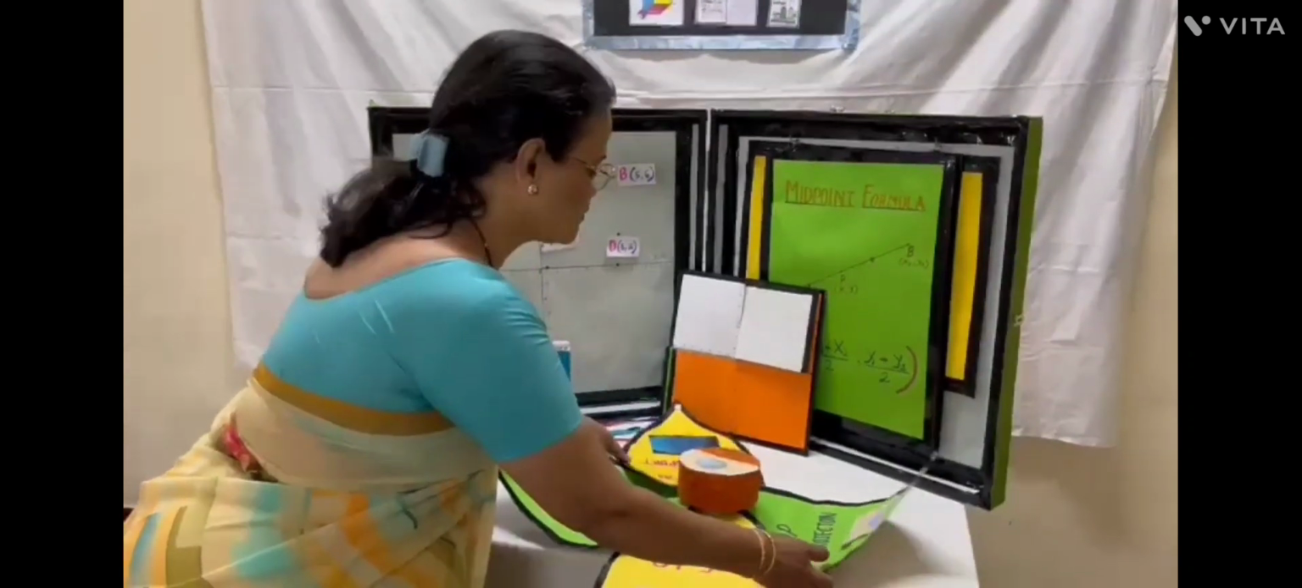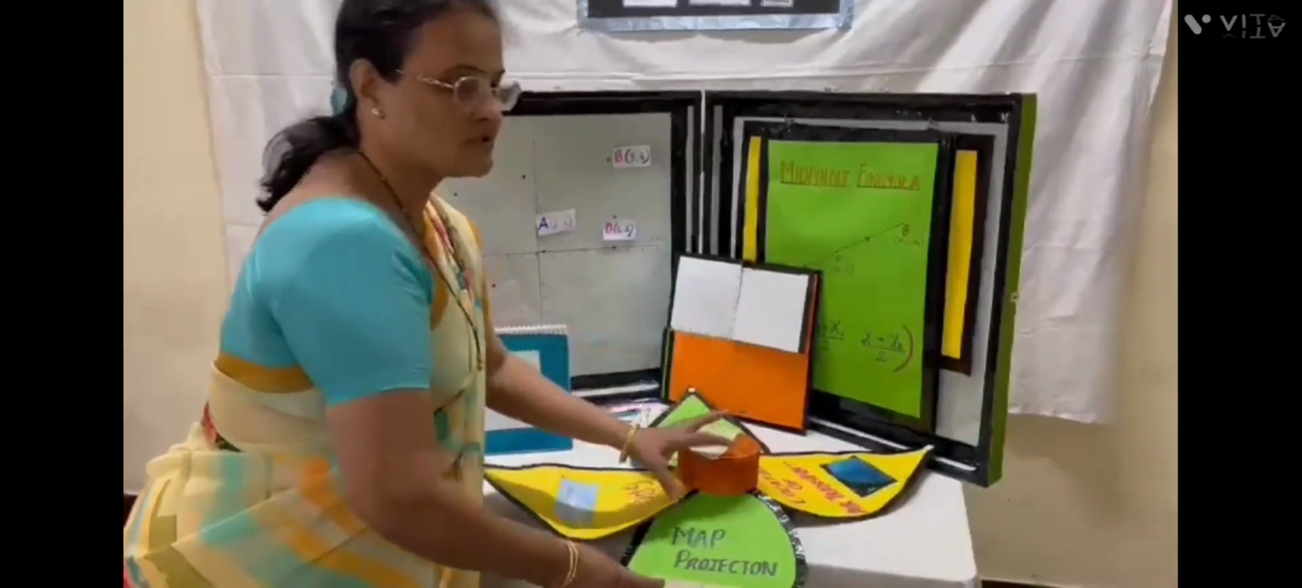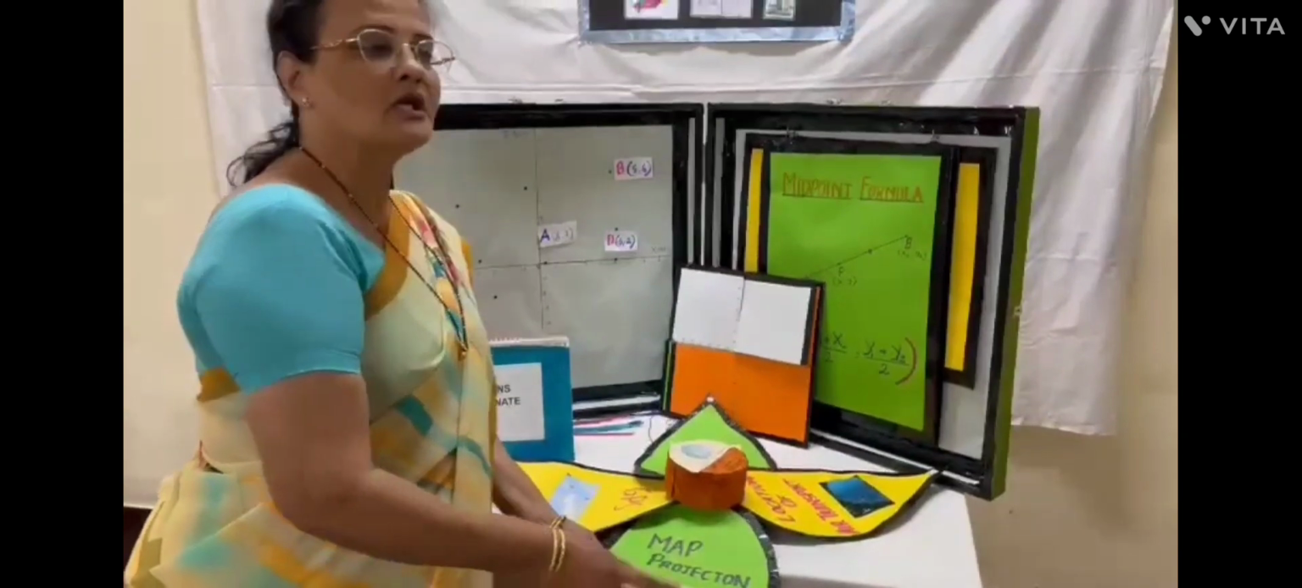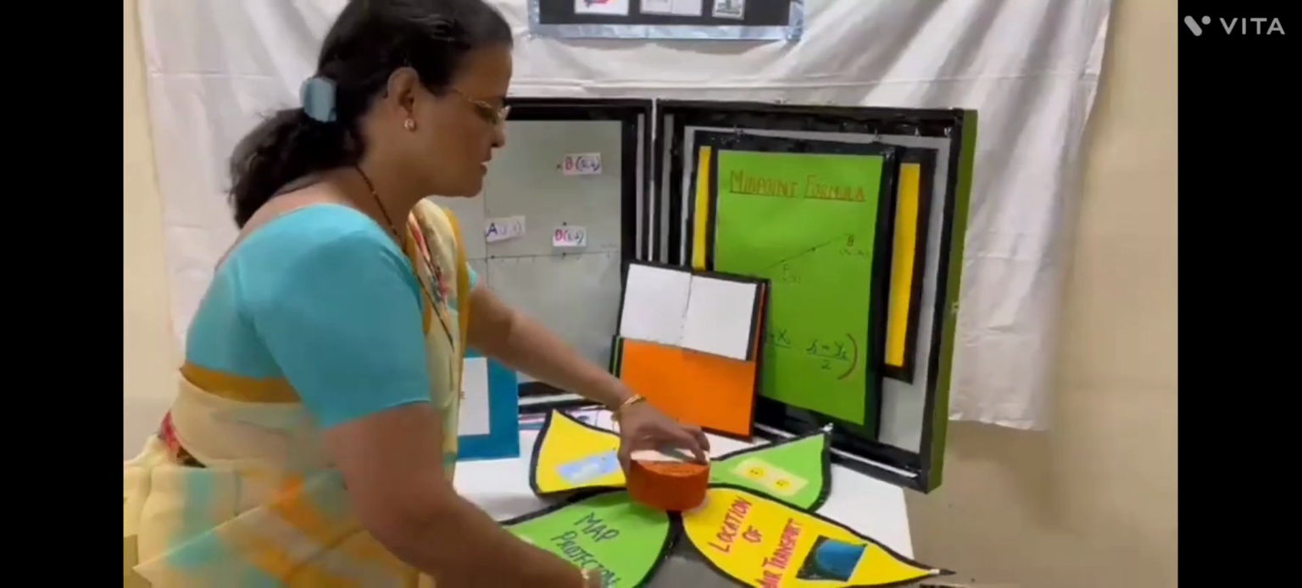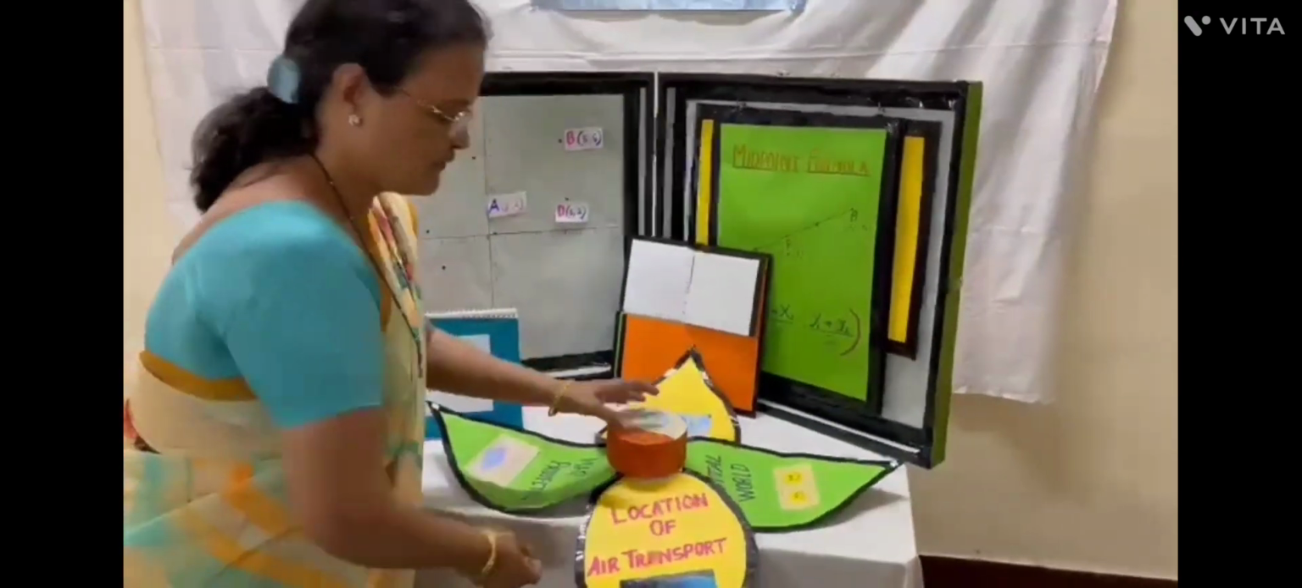Then we see the map projections. Here the 3D system, that is 3D coordinate geometry, is being used so that the map projection can be easily seen. Then the fourth one is the location of air transport.